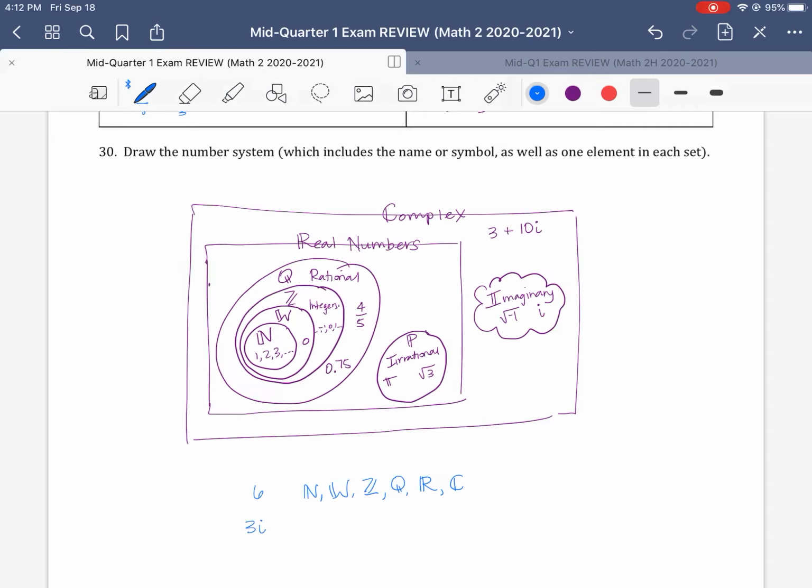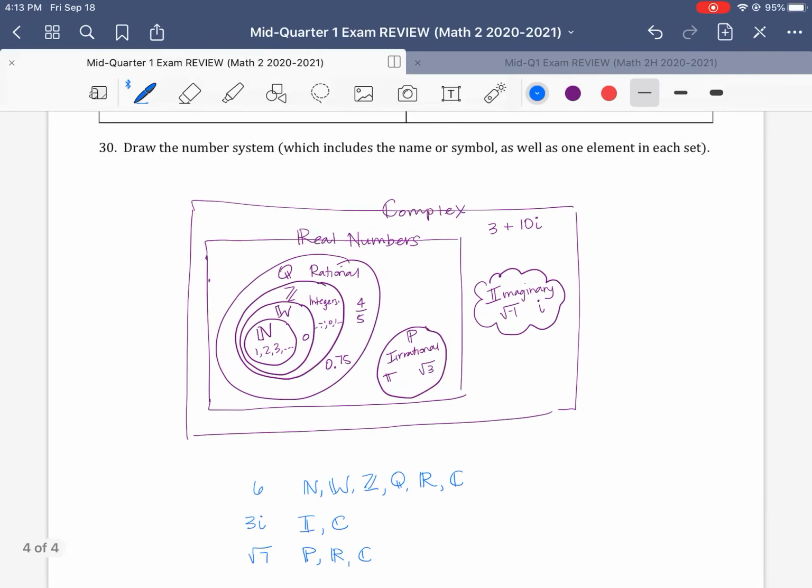If we had a number like 3i, that guy is not a real number, so we have to start out in the imaginary, and it's only imaginary, and we could consider it complex as well. A number like the square root of 7 would be an irrational number. Notice the irrational numbers here. They're inside the real numbers, who's inside the complex, so they only belong to the real and the complex. Again, a fractional value such as 2/3, that would belong in that rational set. So we would start in Q, and then Q is inside of the real numbers, which is inside of the complex numbers. So we just want to make sure we understand that moving out.